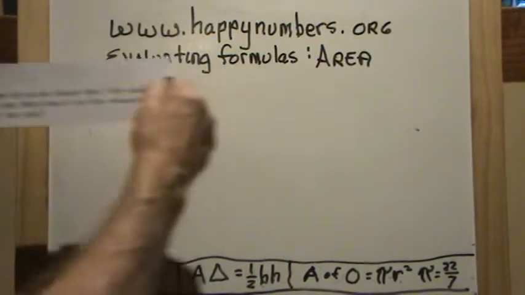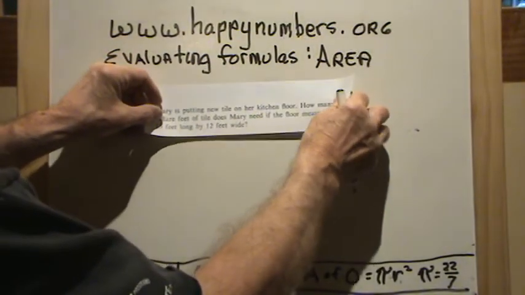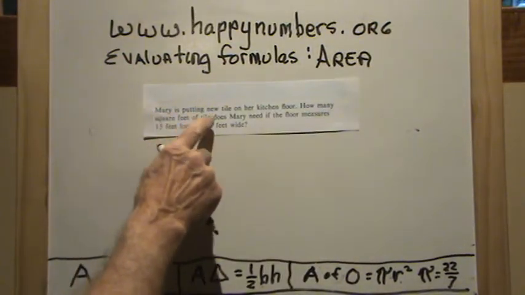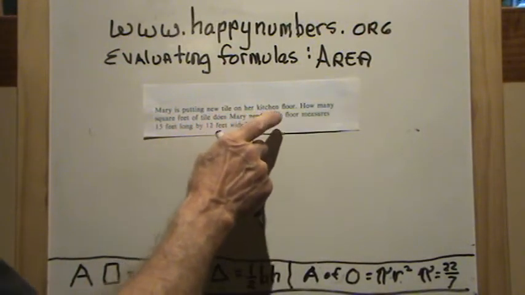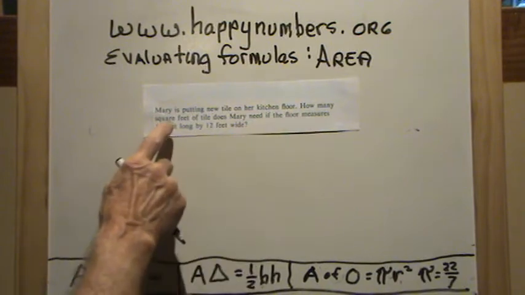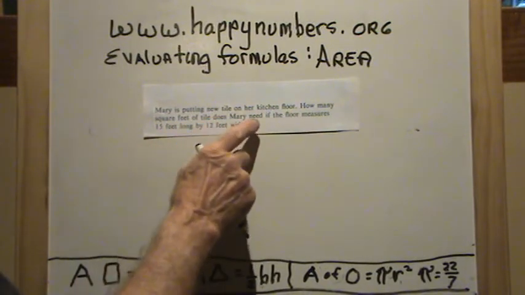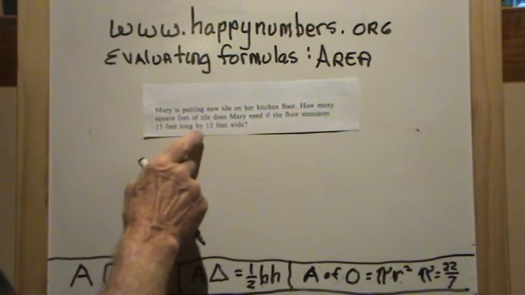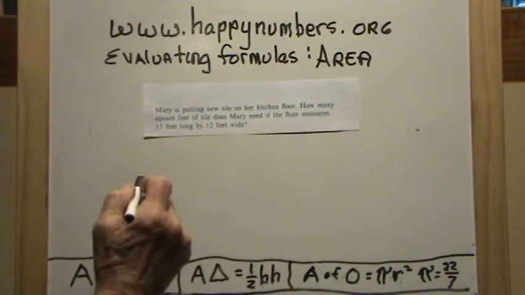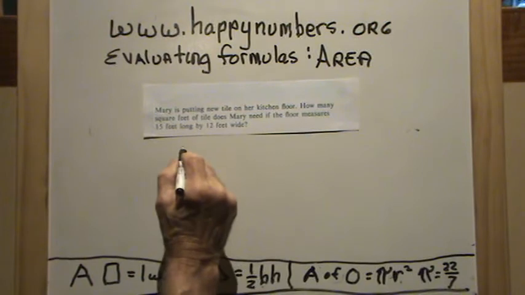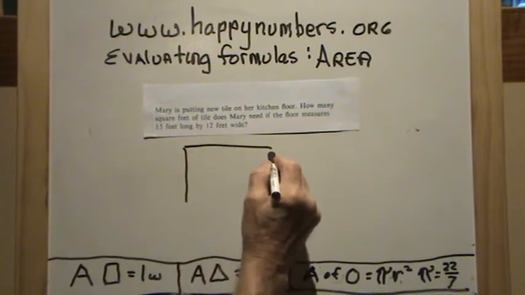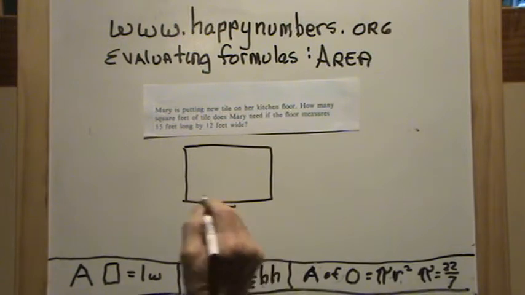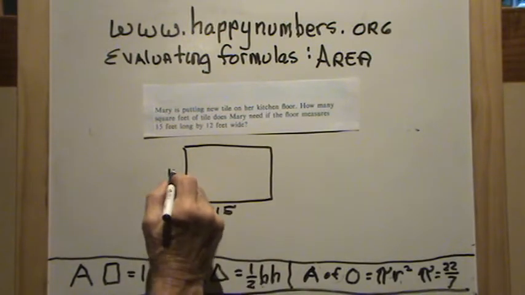Okay, let's take this one. I hope you can read this. I'll read it to you. Mary is putting new tile on her kitchen floor. How many square feet of tile does Mary need if the floor measures 15 feet long by 12 feet wide? Well, let's draw the kitchen floor. 15 feet is the length, width is 12.